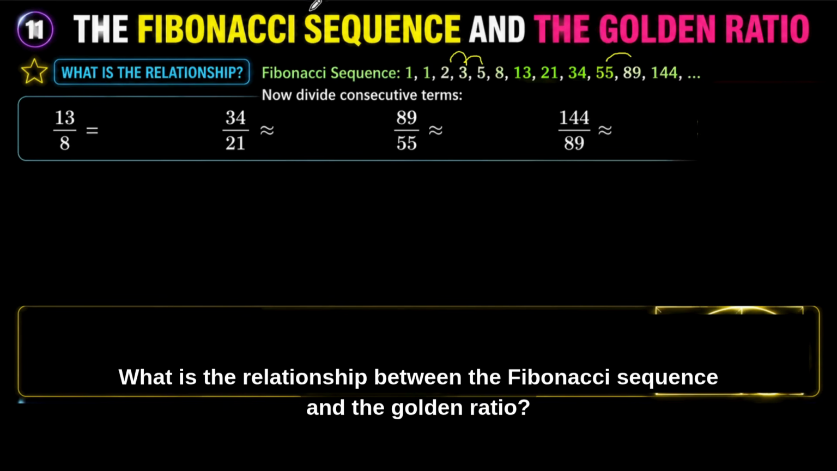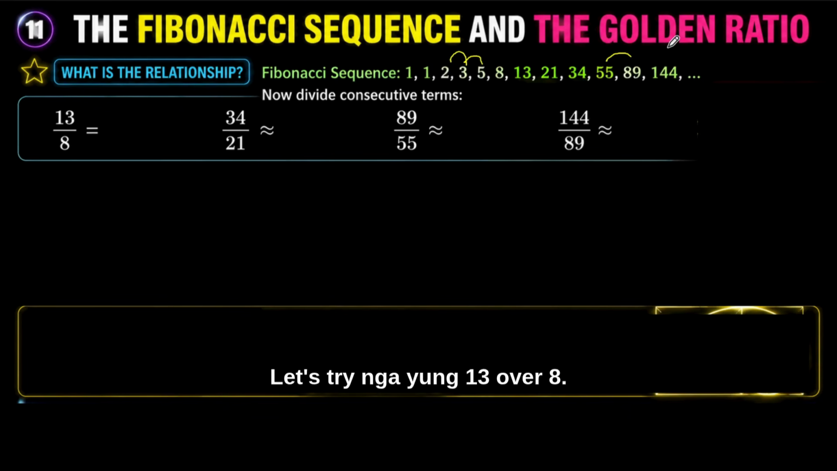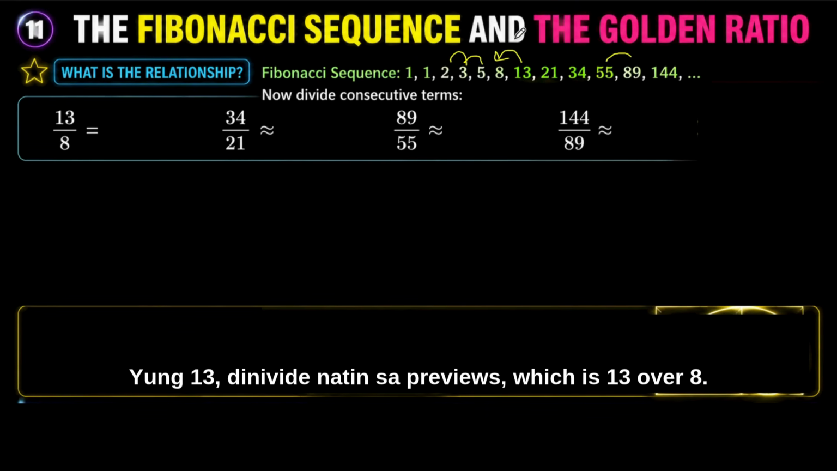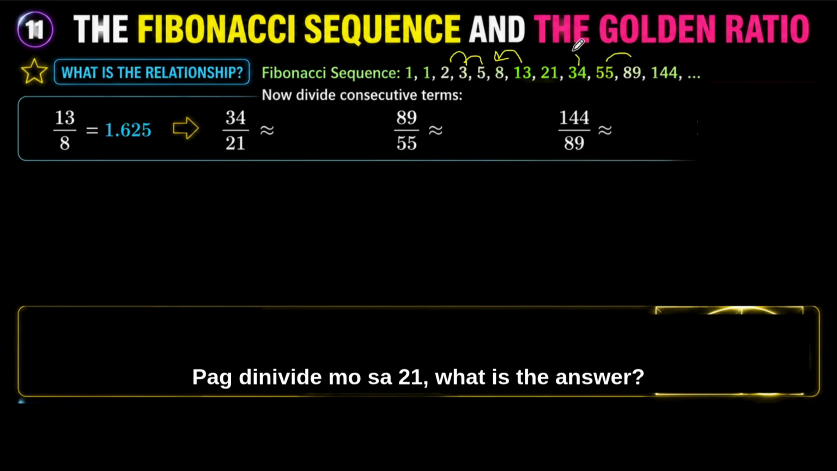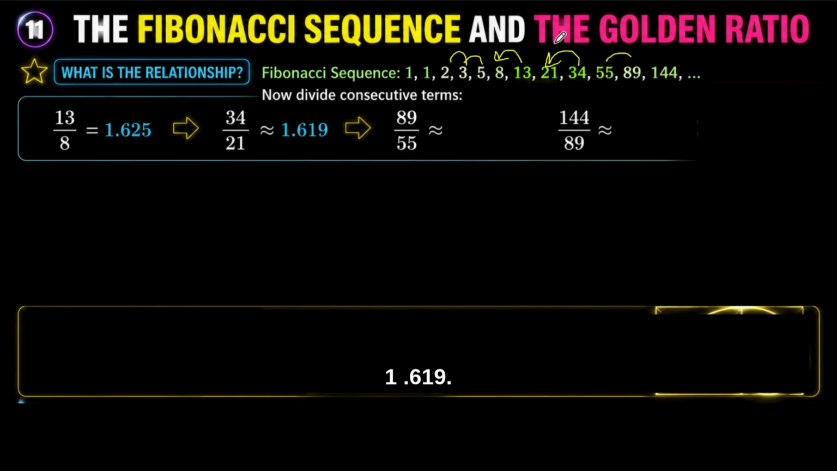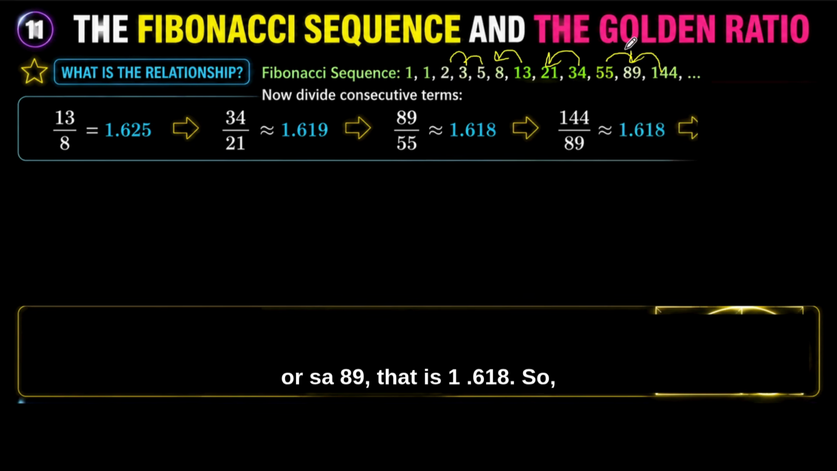What is the relationship between the Fibonacci sequence and the golden ratio? Let's try nga yung 13 over 8. Yung 13, dinivide natin sa previous, which is 13 over 8. So, ang sagot dyan is 1.625. Okay? You can try 34 naman. Pag dinivide mo sa 21, what is the answer? 1.619. Now, try 89 divided by 55. 1.618. And 144 divided mo sa 89, that is 1.618.